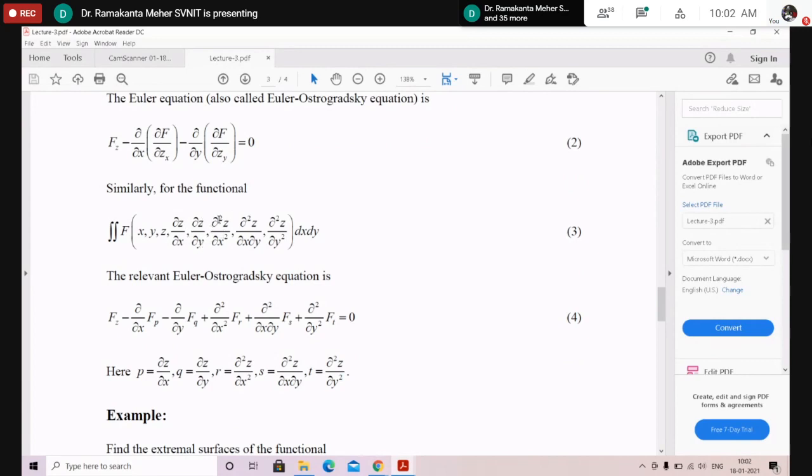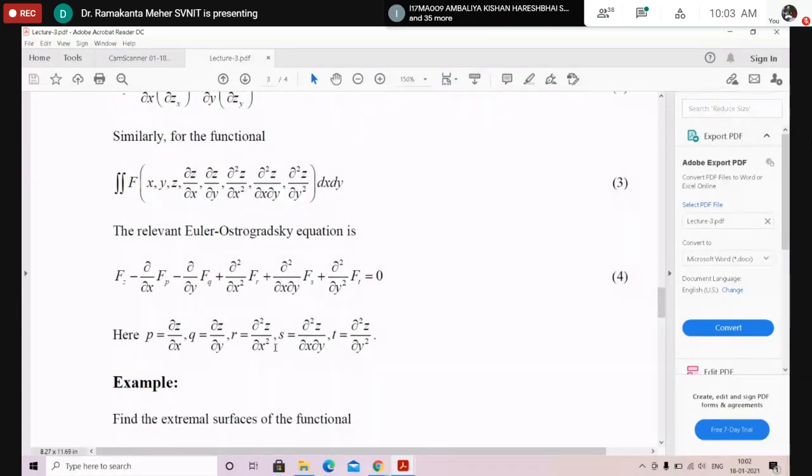Suppose here we give some notation for del z by del x and del z by del y, del 2z by del x square, del 2z by del x del y, and del 2z by del y square. These are the notation. Let p equal to del z by del x, q equal to del z by del y, and r equal to del 2z by del x square, s equal to del 2z by del x del y, and t equal to del 2z by del y square.